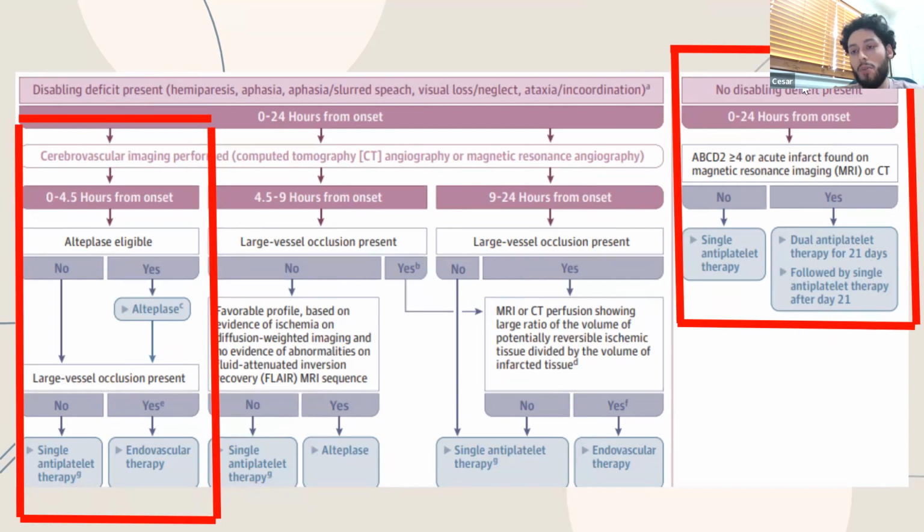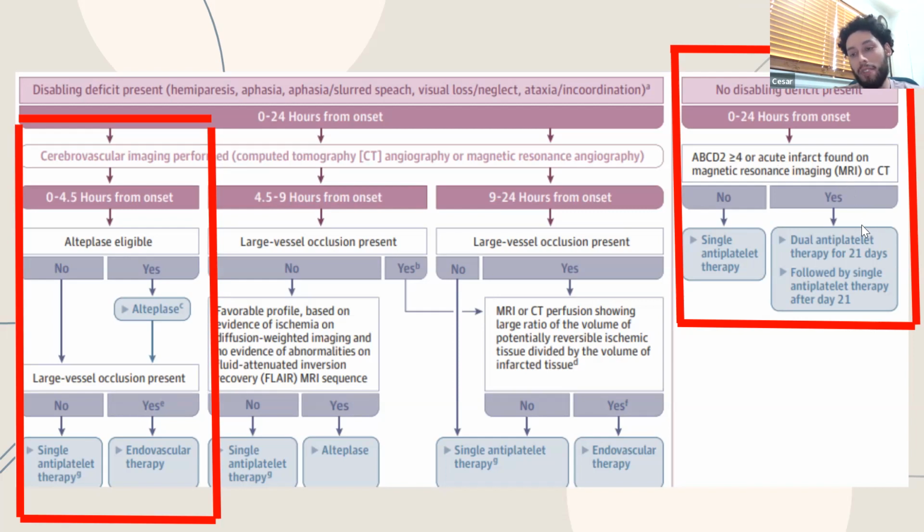So if there's no disabling deficits present, then what is done is the ABCD2 scale, which is basically looking at the age of the patient, whether they have diabetes, and other numerous criteria. They're given a point scale. If that point scale is greater than or equal to 4, or if in the MRI or in the CT there is an acute infarct found, which is essentially a localized area of dead tissue, if those two criteria are met, then they are considered high risk.